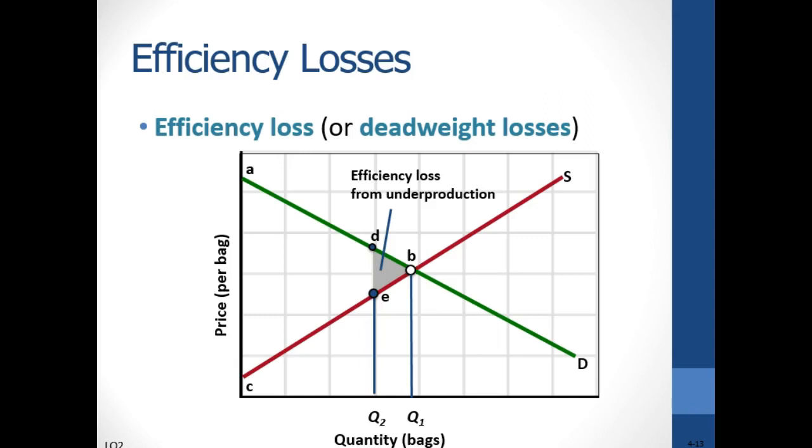Efficiency losses, or deadweight losses, are reductions of combined consumer surplus and producer surplus, and they can result from both underproduction and overproduction. Here we're looking at an efficiency loss from underproduction. Quantity levels that are either less than or greater than the efficient quantity of Q1 create efficiency losses. Triangle DBE shows the efficiency loss associated with underproduction at output level Q2.